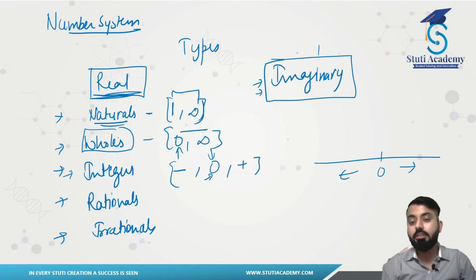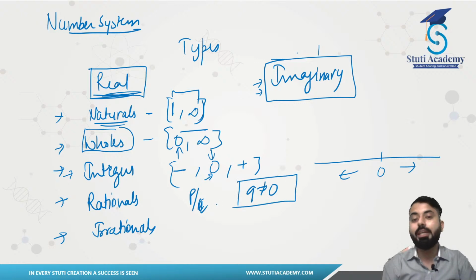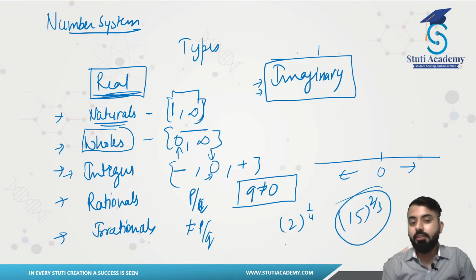Now for the case of rationals, rationals are what? These were the numbers which were going to be represented in the form of p by q. I hope you guys remember by now everything that I'm going to tell you. So this is a quick revision here. So these were the numbers which were represented in the form of p by q, where q was not equal to 0. That was the main condition here, that q cannot be 0. And what were irrationals? Which cannot be represented in the form of p by q. So any natural number or integer which had a power in fractions, let's say 2 raised to power 1 by 4, or 15 raised to power 2 by 3. These kind of surds will be your irrational numbers. So remember, these are your irrationals.